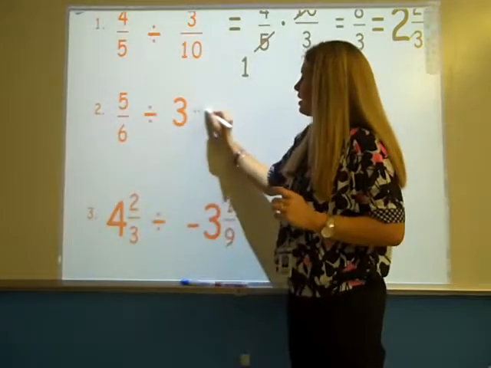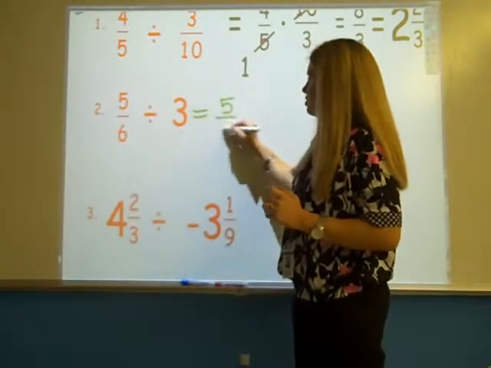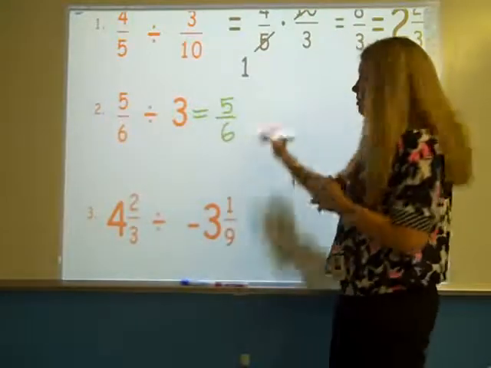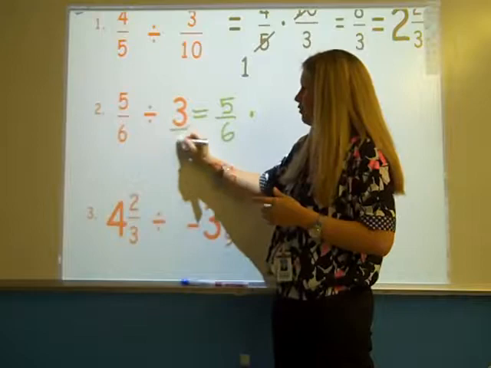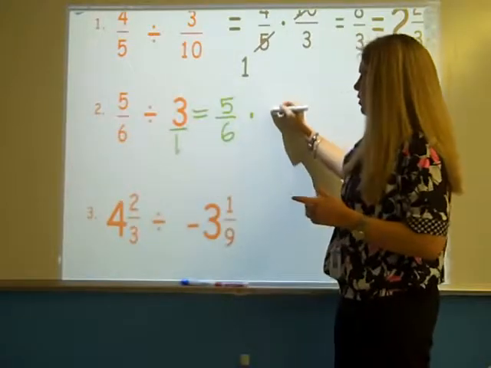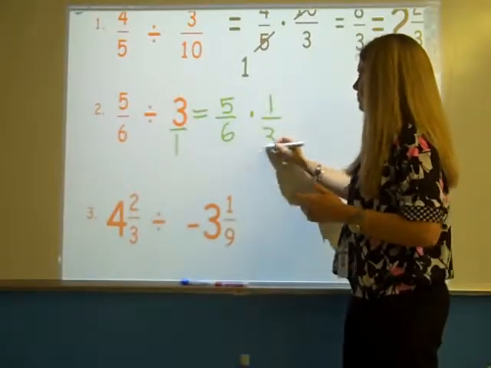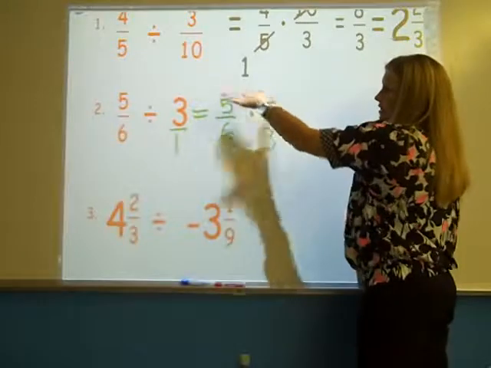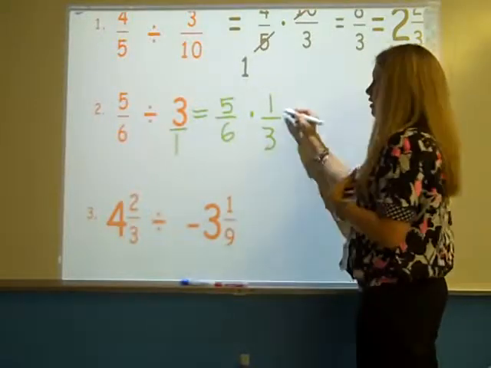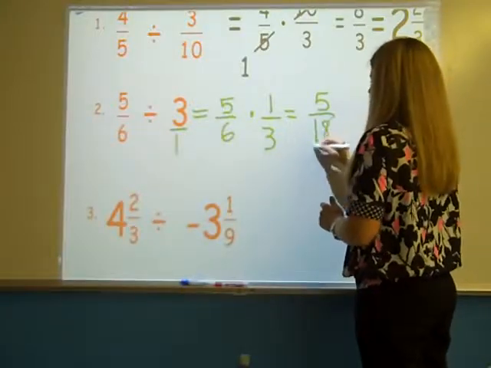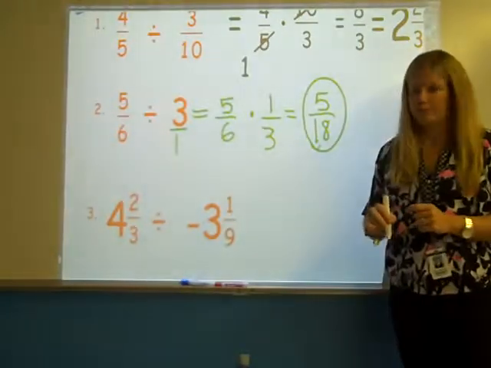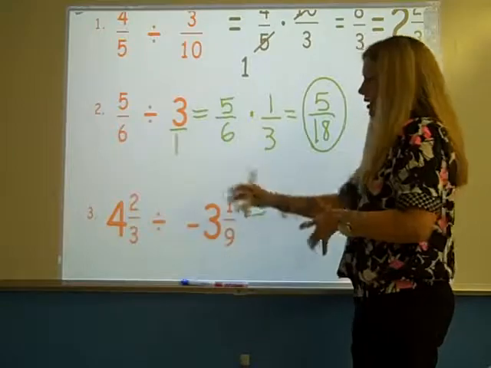5/6 divided by 3. So keep the first fraction, 5/6. Change it to multiplication. Take the reciprocal. 3 is also known as 3/1. So reciprocal means 1/3. I can't cancel anything on the top with anything on the bottom. 5 times 1 is 5. 6 times 3 is 18. Done.